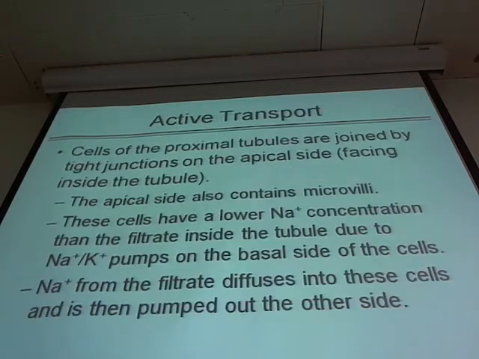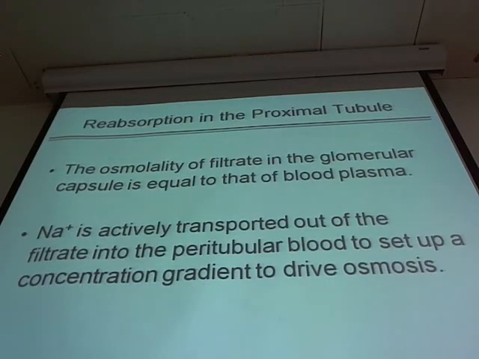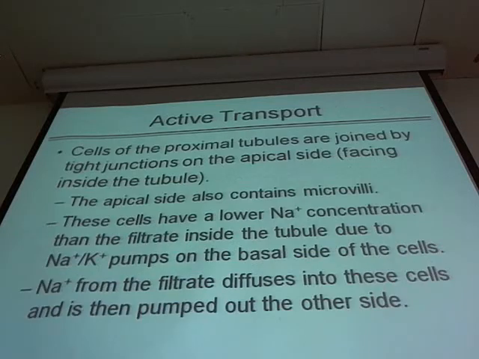Reabsorption in the proximal tubule. Osmolality of filtrate in the glomerular capsule is equal. So when it's filtered, it's equal. As it moves down the proximal tubule, the sodium is pumped out. It creates the osmotic gradient like we talked about.